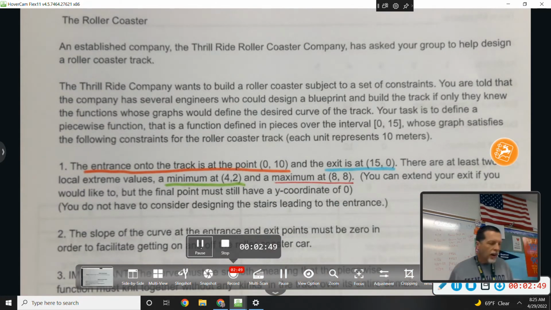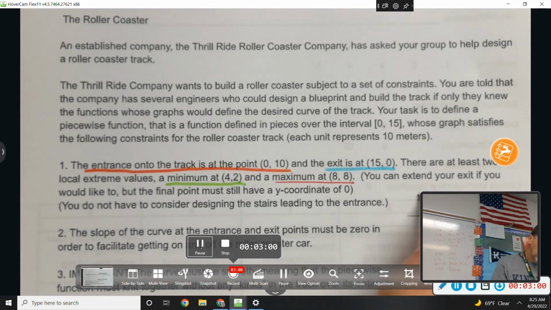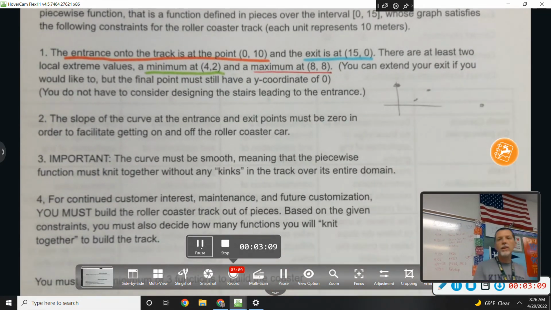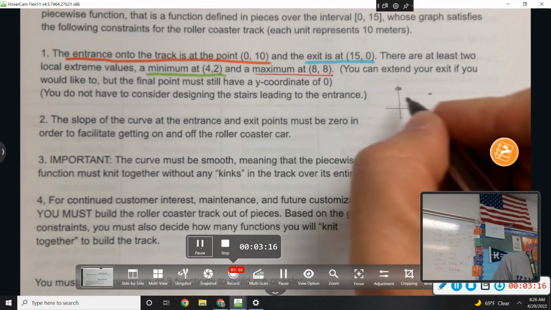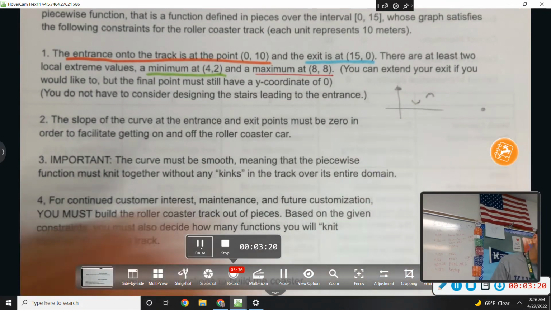You may extend your exit if you would like to, but the final point must still have a y-coordinate of 0. So you start at 0, 10, you got to go through 4, 2, and 8, 8, and then you got to end out here somewhere. And so you figure out exactly what you want your coaster to look like as long as it hits those points. And 4, 2 is a minimum, so it's got to look like that. 8, 8 is a maximum, so it's got to look like that.